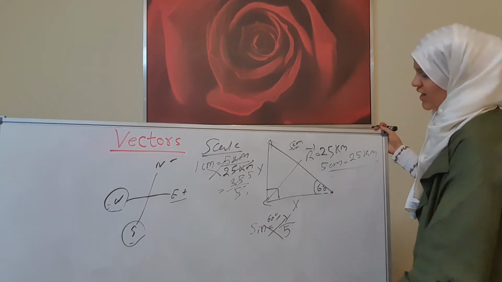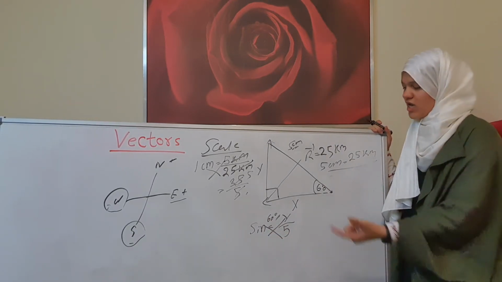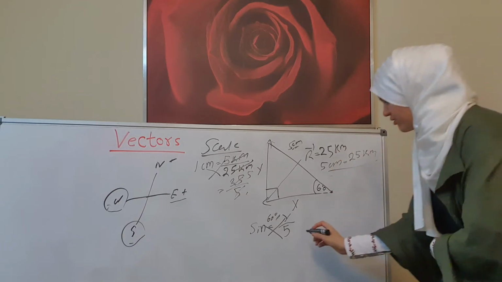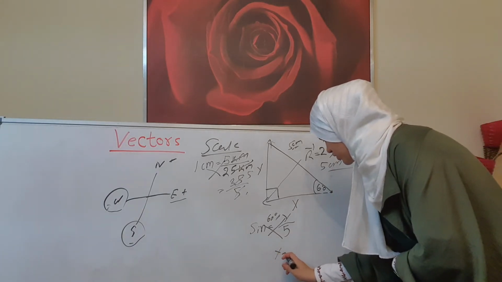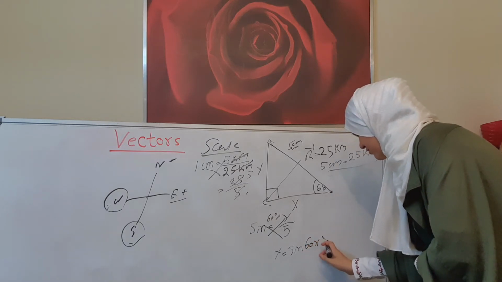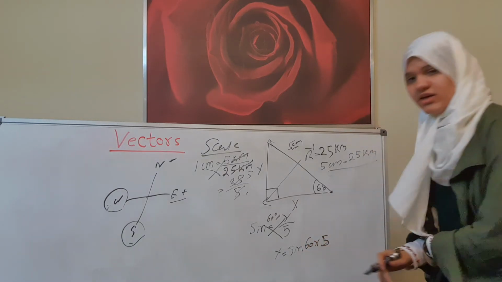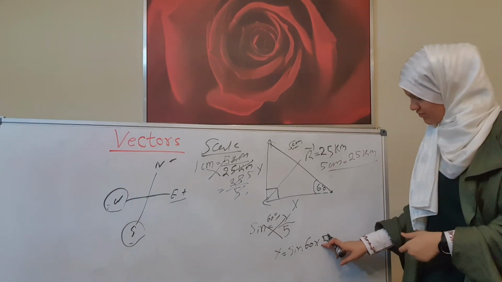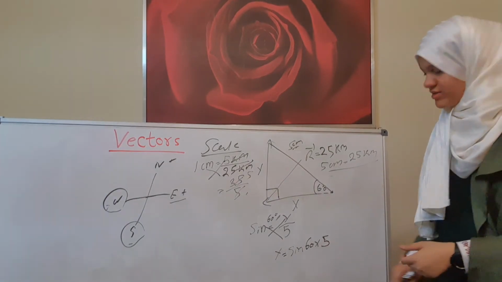Y over 5. Now after you make a crisscross, y is equal to sin 60 times 5. Okay, sin 60 times 5. If you can see, yeah, you can see.